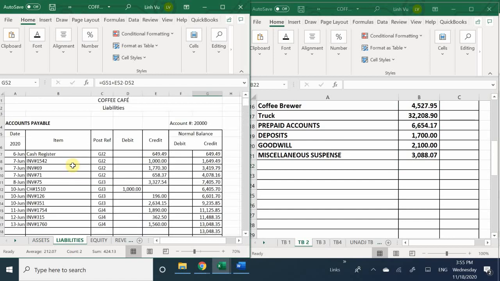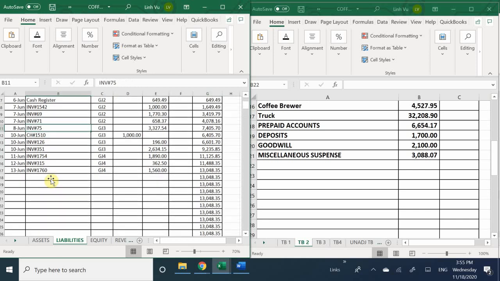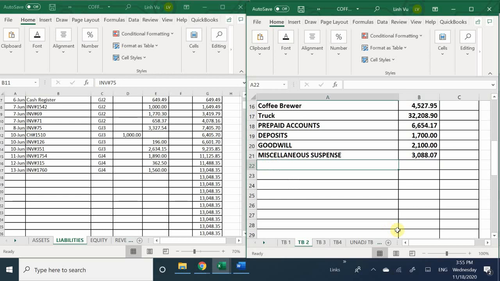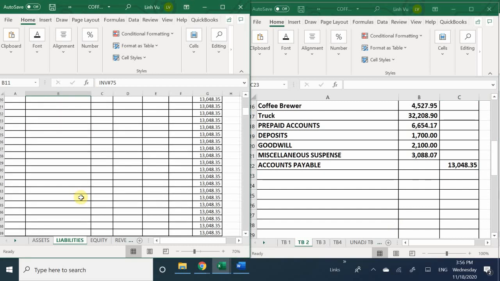So again, we now have a little bit more liability accounts here. The first one is going to be accounts payable, right? What is my account balance for accounts payable? $13,048.35. Good. 13,048.35. Is that right? 35. Okay, good.